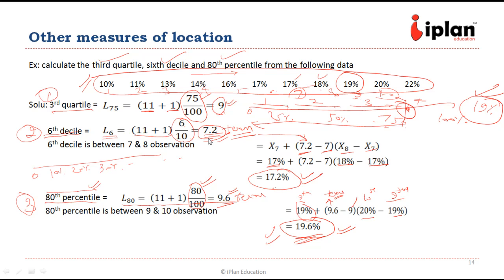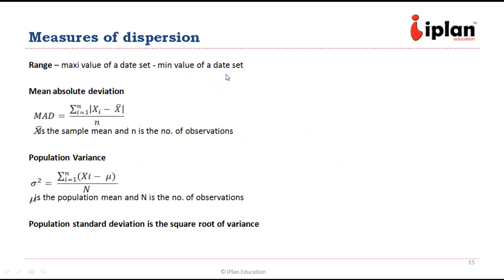So this is the significance of these other measures such as quartile, decile, quintile, etc. So far we have talked about measures of central tendency and the measures of location. Now let us move to another aspect, which is measures of dispersion.